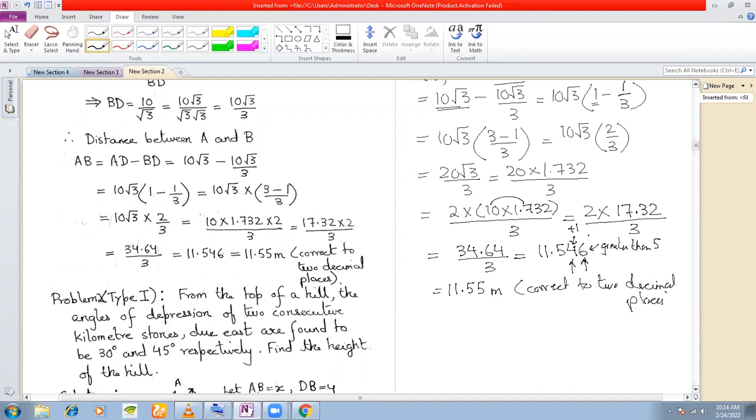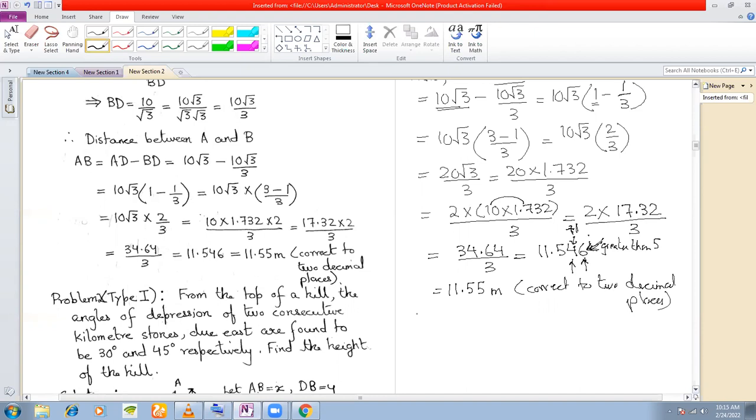This is what we call rounding off. You have worked it out only till 3 decimal places, but you need only till 2. So you look at the last digit. You see the last digit is greater than 5. So when the last digit is greater than 5, you increase the previous digit by 1. But when the last digit is less than 5, you keep it at 11.54. You don't increase this digit.